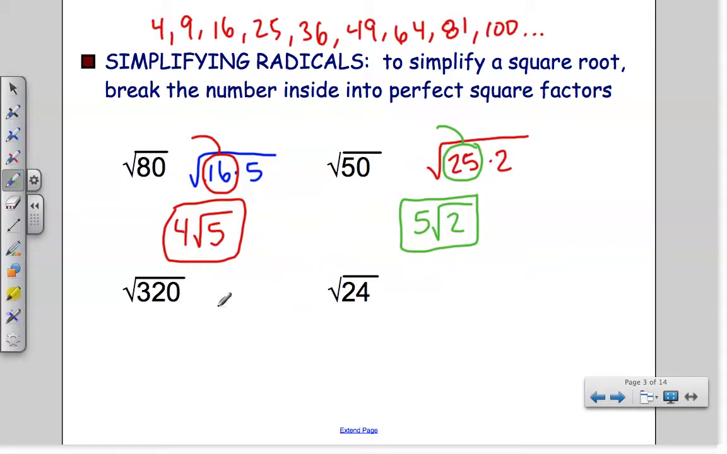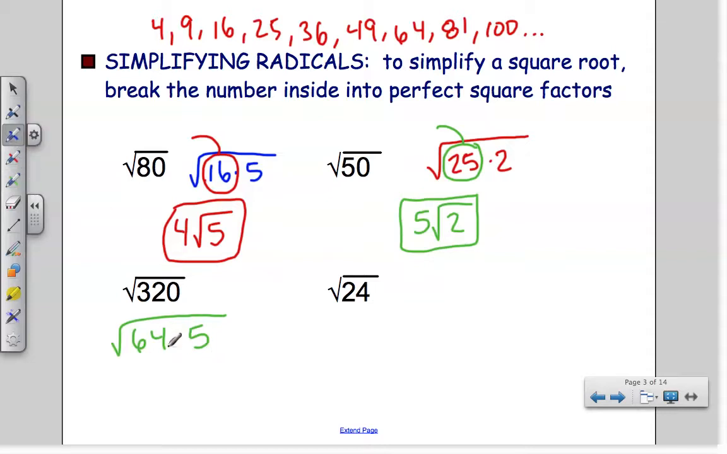Next one, I have square root of 320, which, big number here. I'm trying to find probably a larger one of these square roots that goes into 320. I'm actually wondering if 64 works. Oh, I got lucky. I divided 320 by 64 and got 5. So 320 is 64 times 5. Sometimes it takes a little bit to find those perfect square factors.